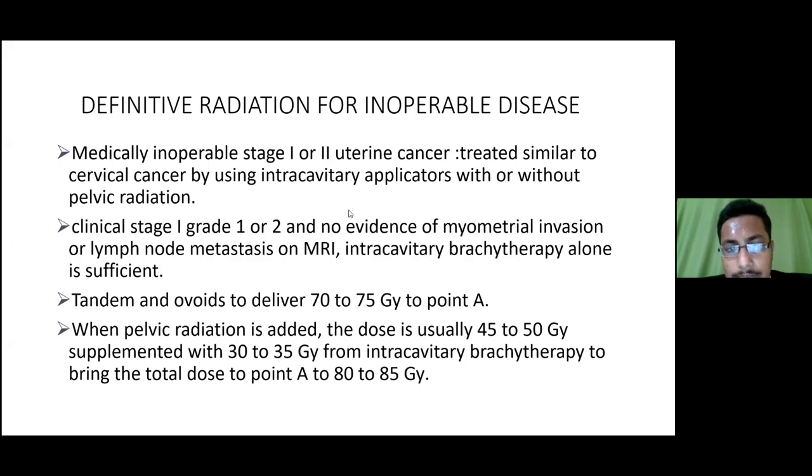The brachytherapy in the medically inoperable cases is with tandem and ovoids to deliver 70 to 75 gray to point A cumulative. When pelvic radiation is added, the dose is usually 45 to 50 gray, supplemented with 30 to 35 gray from intracavitary brachytherapy to bring the dose to point A to 80 to 85 gray cumulative.